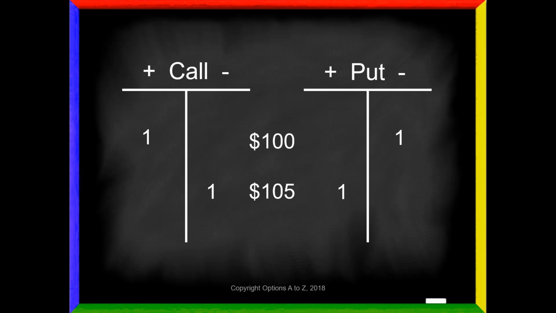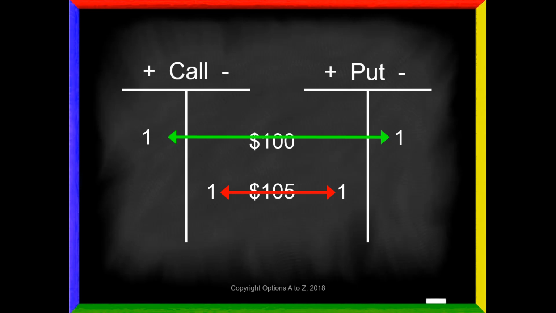Now, if you remember your synthetics, and for those who don't, there is another video in here called Synthetic Positions, and it will make more sense. But take a look at what's happening here. So for the 100 strike, I am synthetically long. And for the 105 strike, I am synthetically short.